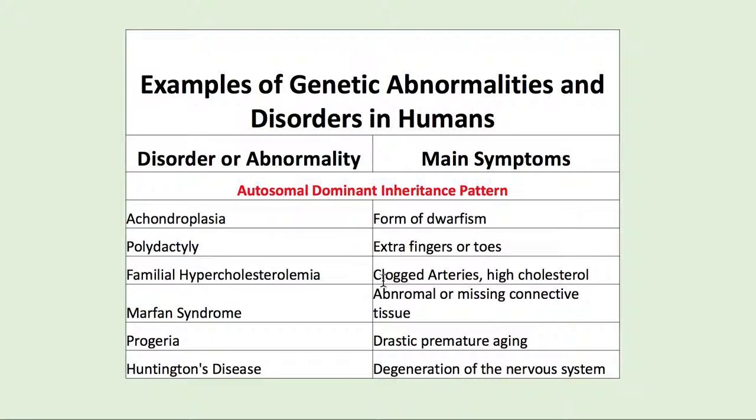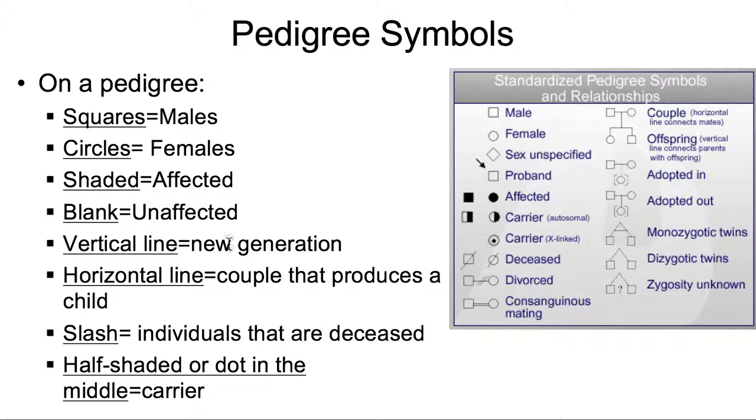hypercholesterolemia, which leads to high cholesterol running in families. Progeria is premature aging, very drastic version of it. Huntington's disease, which is a degeneration of the nervous system. So we're going to look at a pedigree that involves autosomal dominant inheritance, but first we have to figure out what the symbols on a pedigree mean.